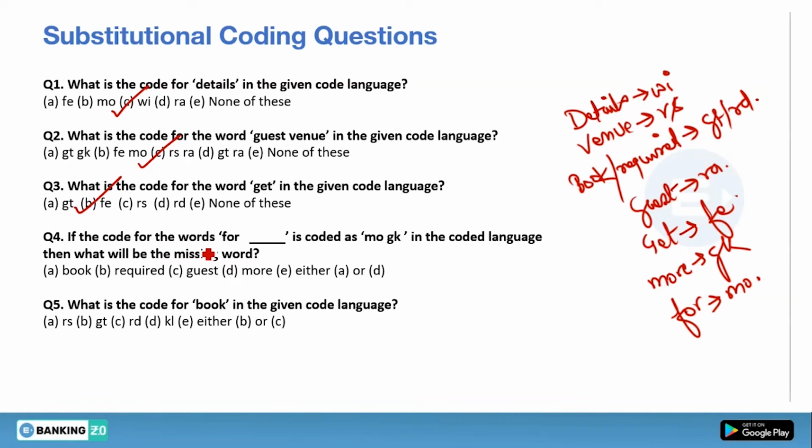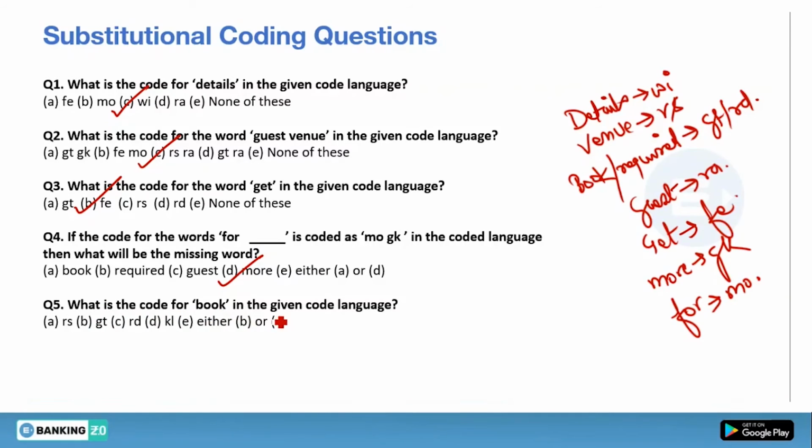Question number 4. If the code for the word for dash is coded as MOGK in the coded language, then what will be the missing word? See, we need to find out this dash or blank. The code for four is MO, we know, and the code for GK is more. Okay, so option number D is correct.